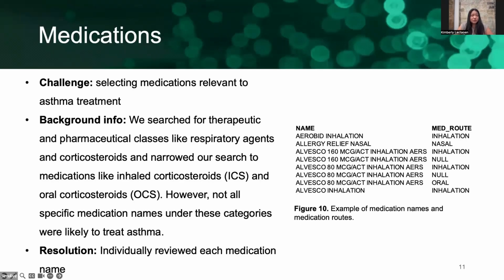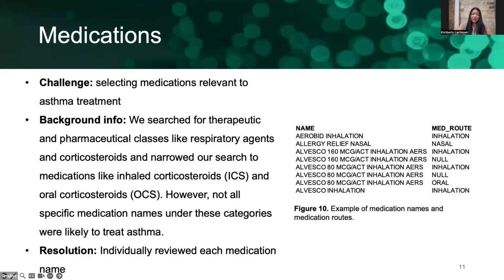Another challenge, more so a time-consuming obstacle we have had to overcome, is selecting for medications relevant to asthma treatment. We search for therapeutic categories and pharmacological classes like respiratory agents and corticosteroids, and narrowed our search to simple generic medications like inhaled corticosteroids, which are commonly used medications to treat asthma. However, not all specific medication names under these categories were likely to treat asthma.